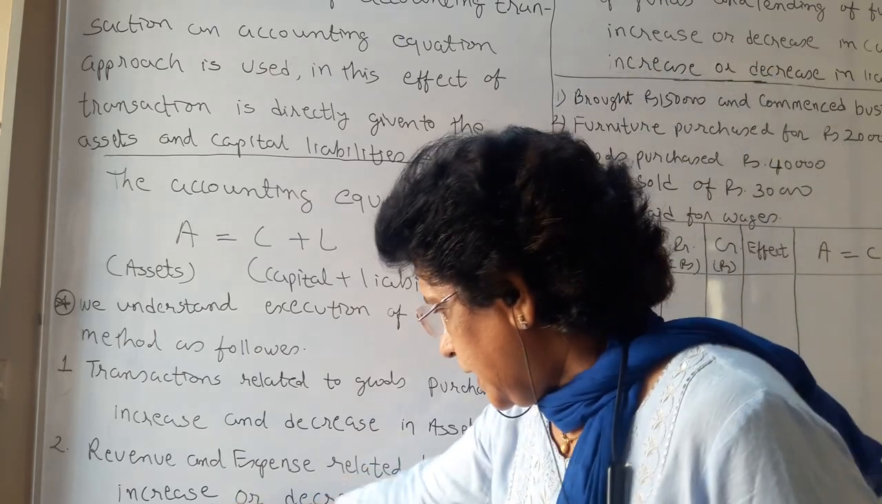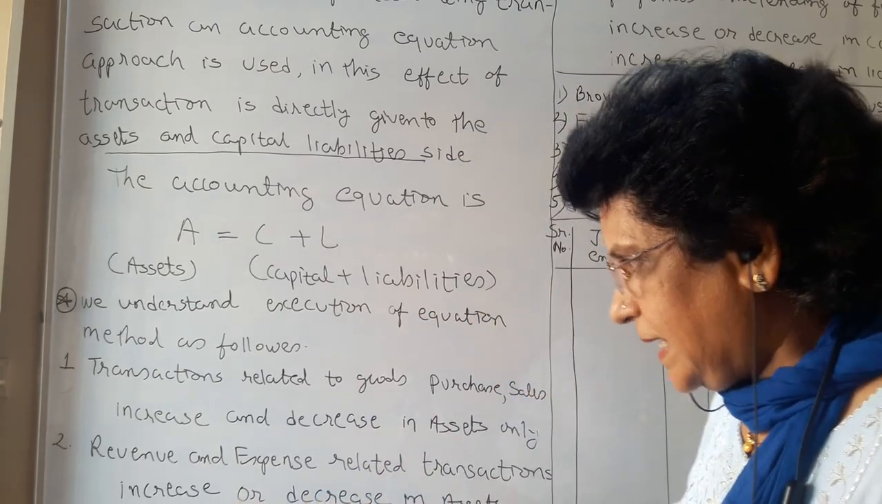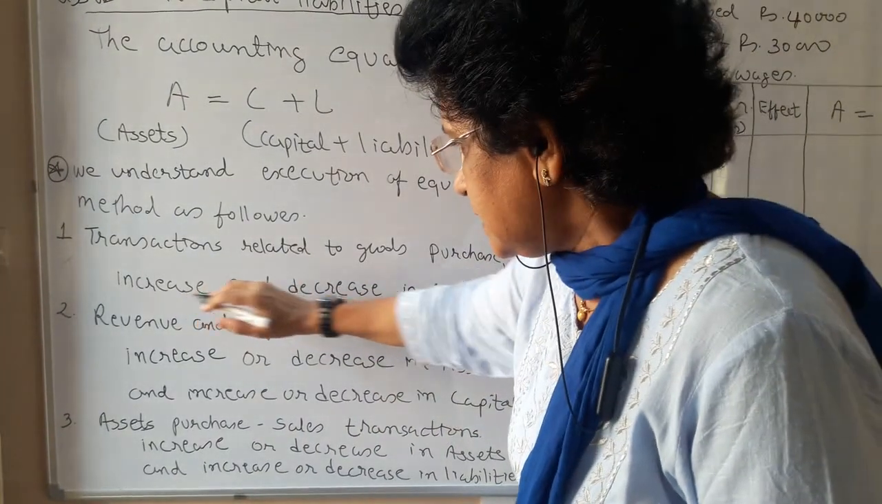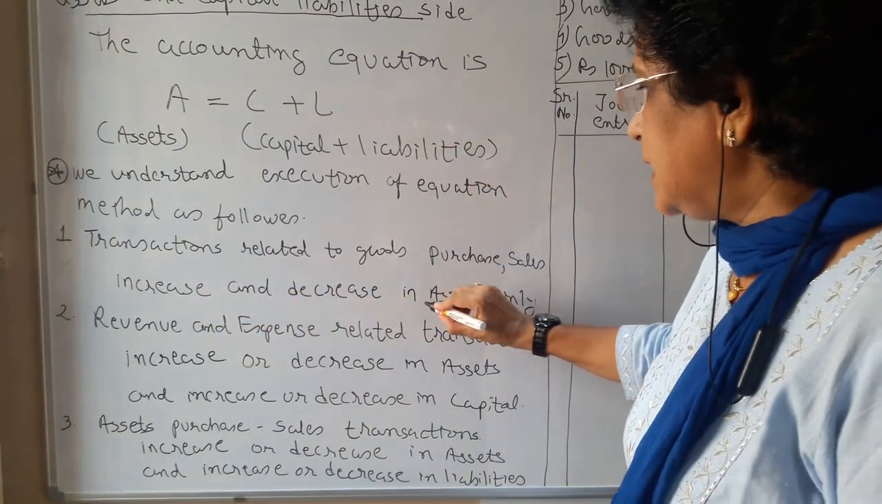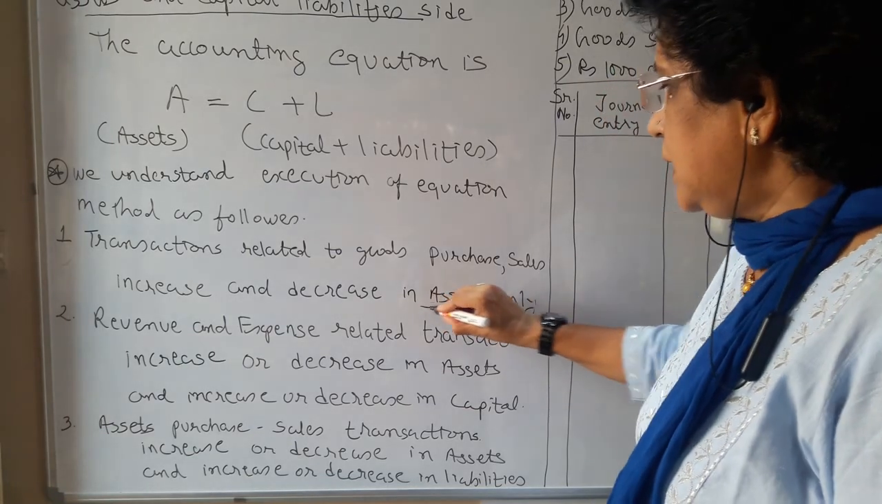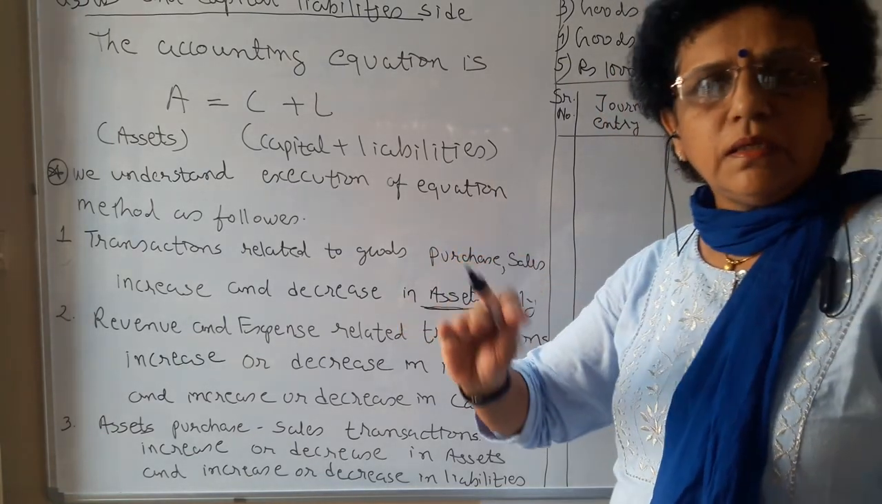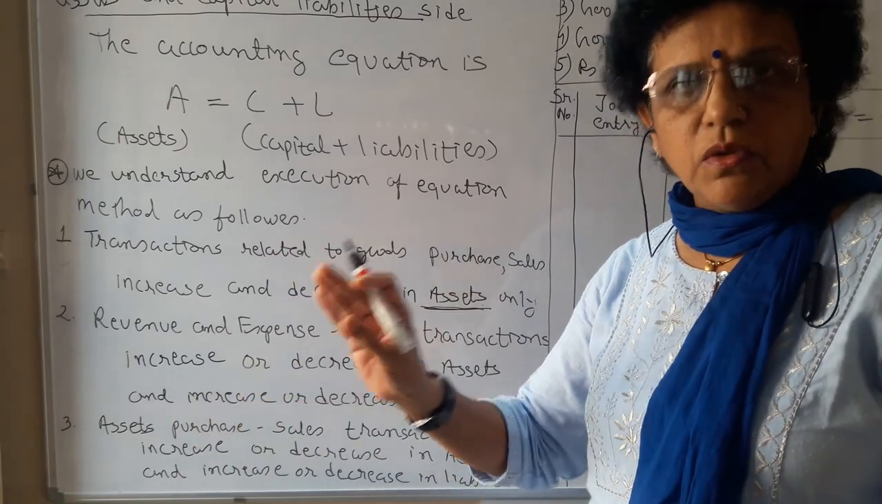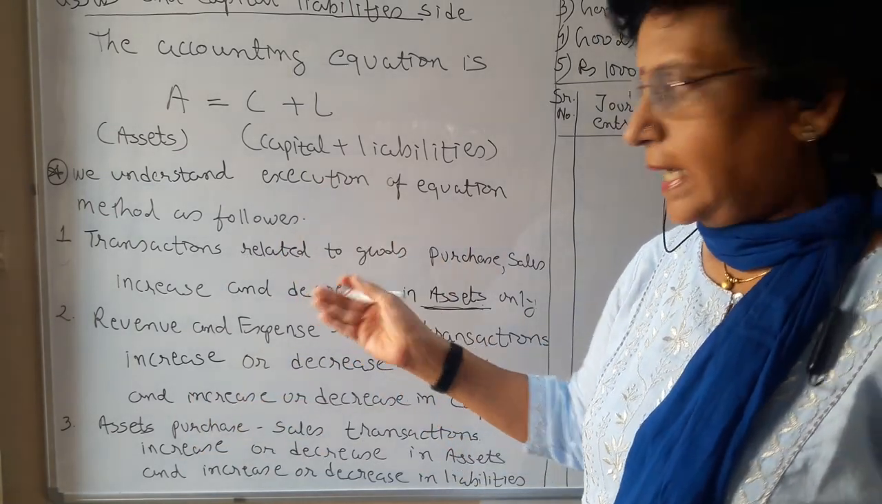So here there is an increase or decrease in asset only. Both the effects will be there on the asset side of the balance sheet. There is no effect on C plus L.